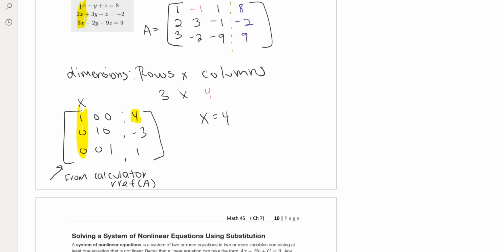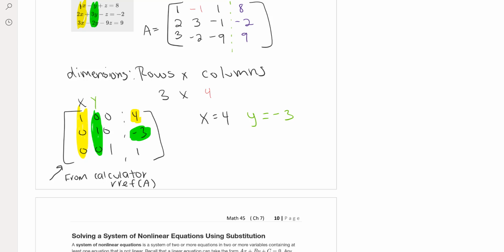Okay. The next thing that I see is my y's in that second column. So here I have my y's. Notice there's only a 1 and there are 2 zeros. So this is going to tell me that my y value is going to equal -3.